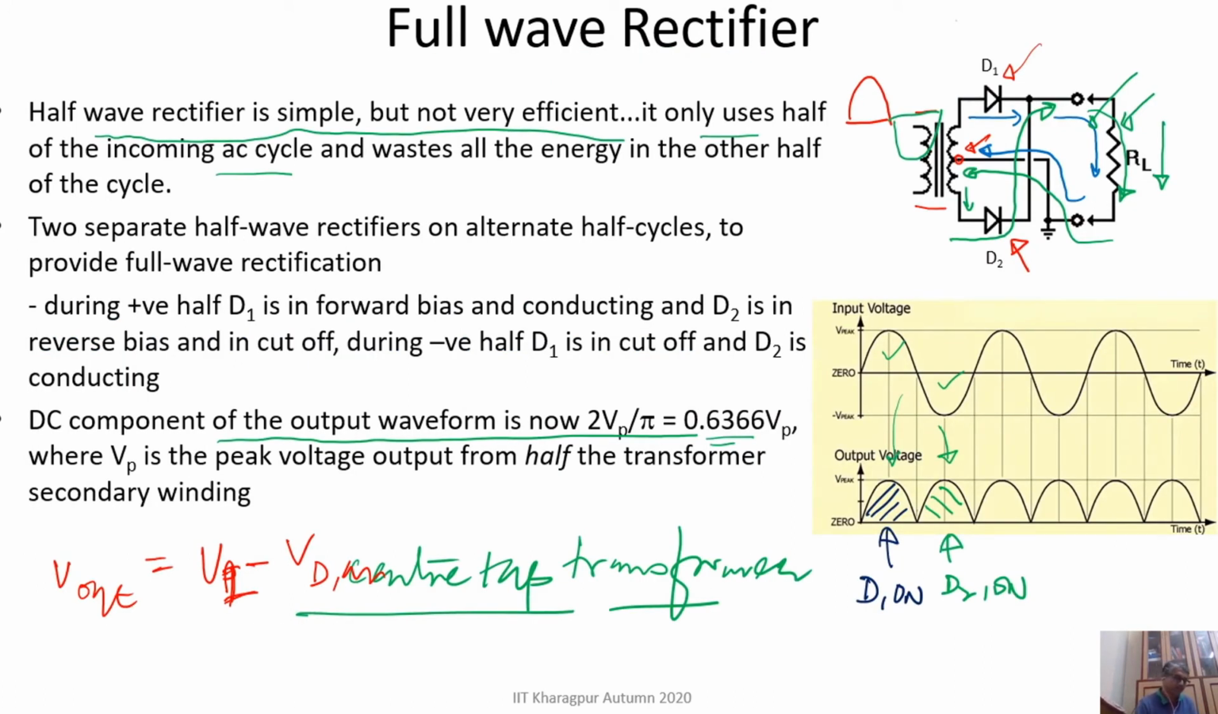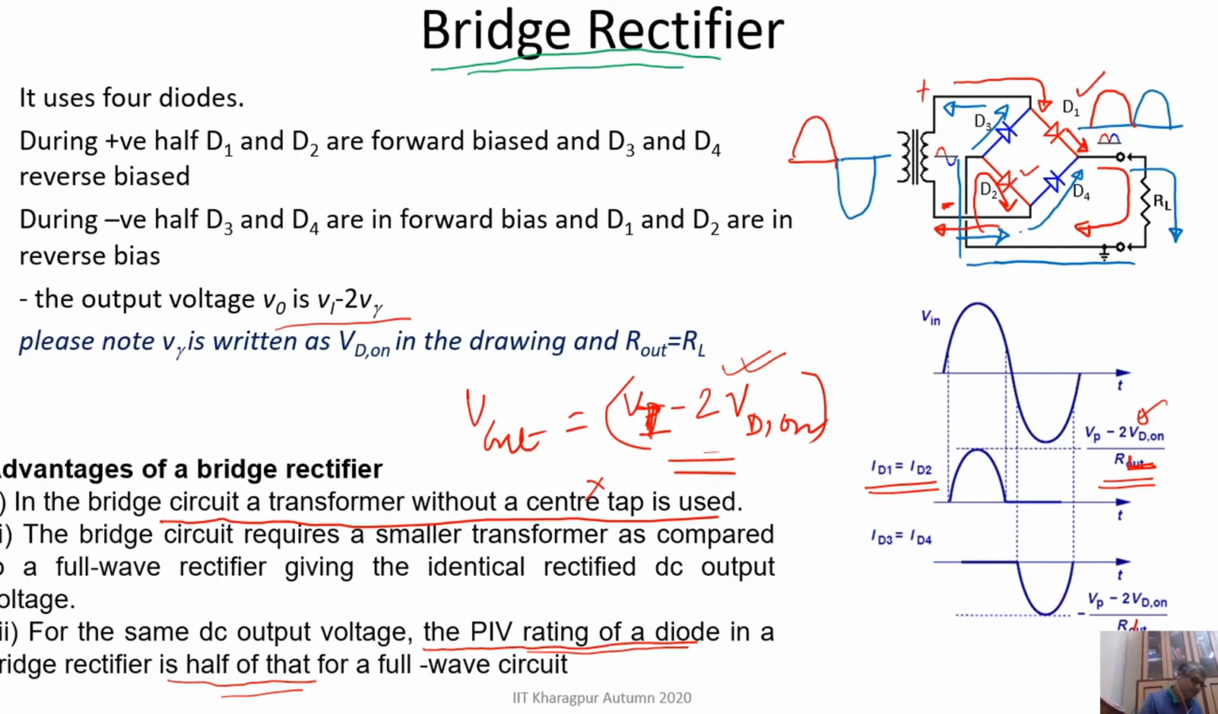Whereas in case of bridge rectifier, this is divided between the two diodes, right? So the peak inverse voltage requirement in case of bridge rectifier will be half than that of the full wave rectifier. I hope this part is clear to you.